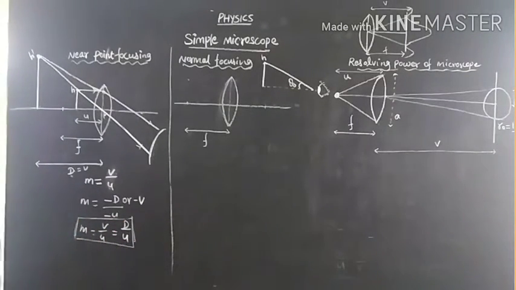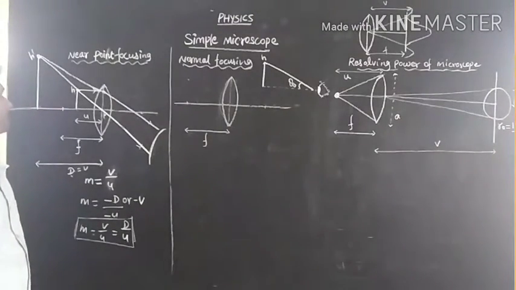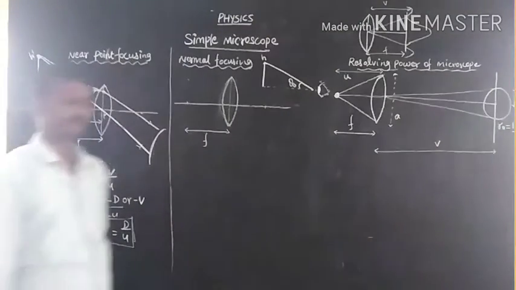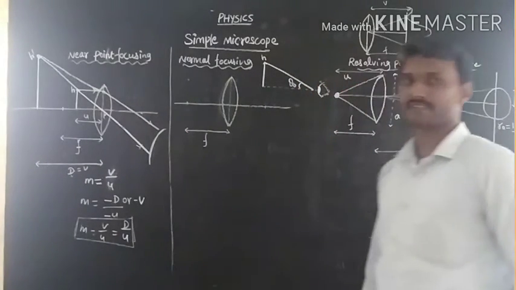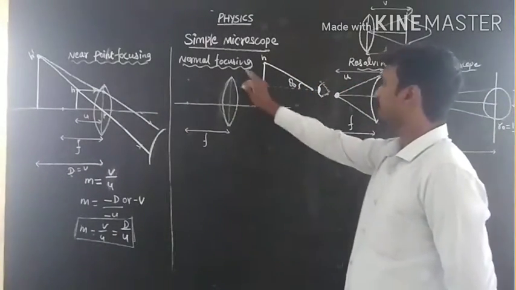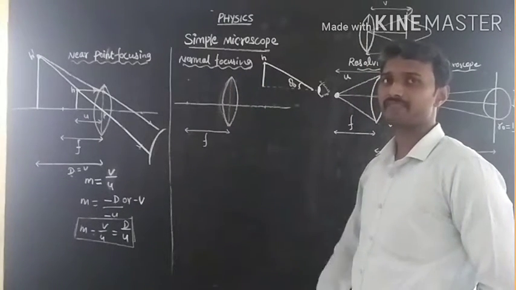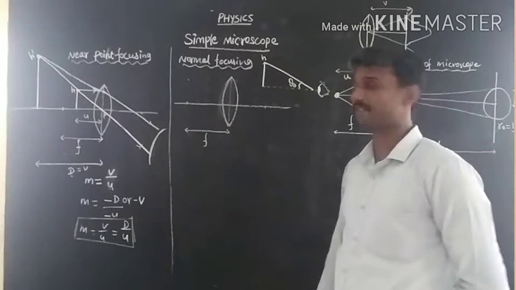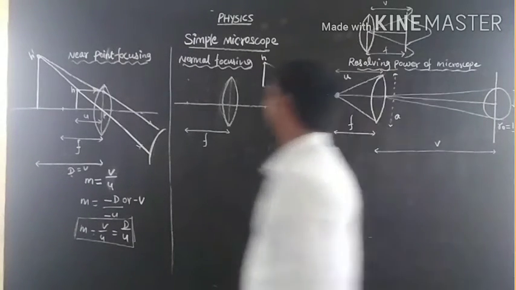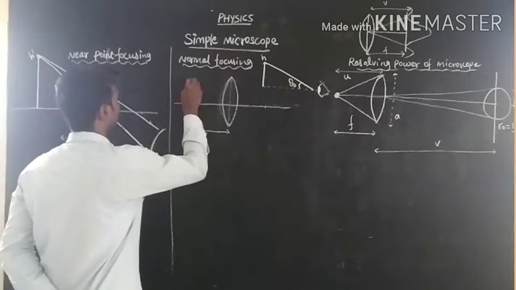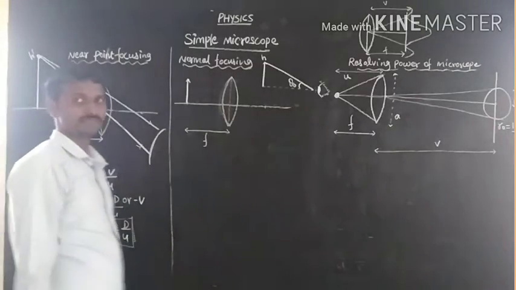So this is the magnification of the simple microscope at the near point focusing. Next, come to the second one, normal focusing. This is another way of focusing to get the magnified image. An object is located at the focal length. So here, the object is at the focal length. Now we get the image. Okay?